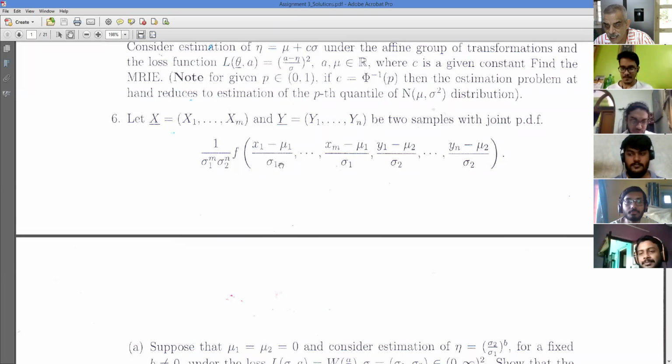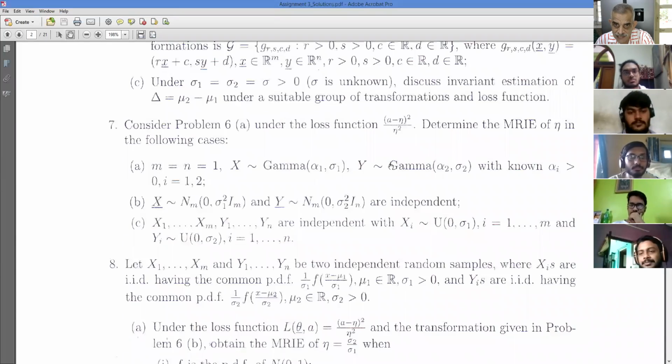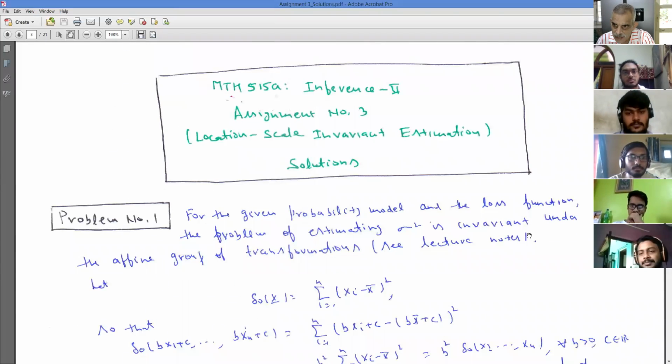So I can use x1. So there the transformations would be x1, x2, ..., xm, y1, y2, ..., yn going to b1 x1 plus c1, b1 x2 plus c1, ..., b1 xn plus c1. So all xi's are b1 and c1, right? And all yi's, because mu2's are there, I can choose a different one, because mu1 and mu2 here are also different. Yes, sir. So for yi's I can choose b2, c2: b2 y2 plus c2 and so on, right? So that is what I have done over here. This is problem number 6.